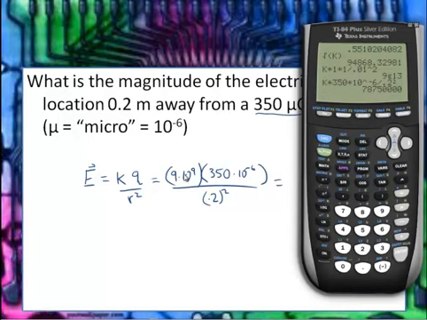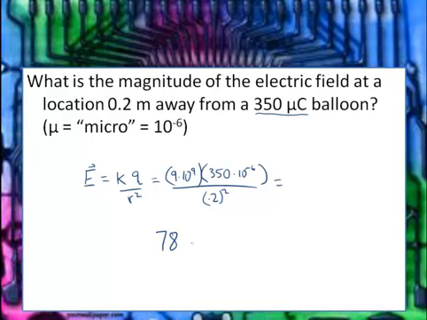Remember the units for this. How many decimal spots are there? This is 78 million newtons per coulomb, and I guess that does make sense. If I could produce a coulomb's worth of charge and put it in this location, then it would feel 78 million newtons worth of attraction towards the balloon, and the balloon towards it.